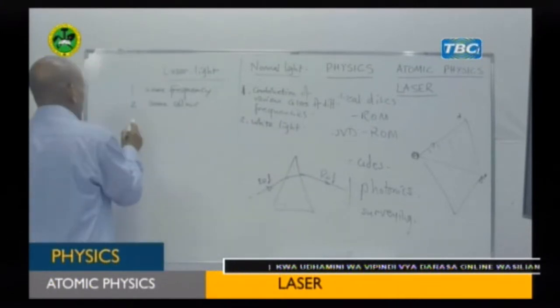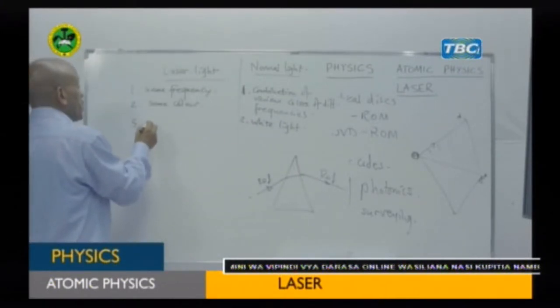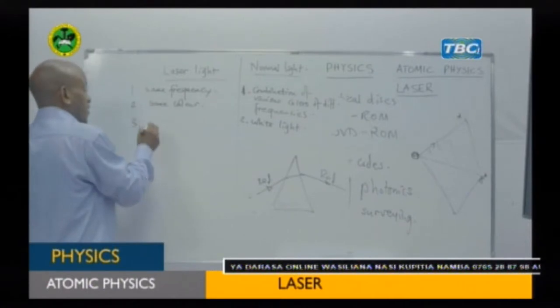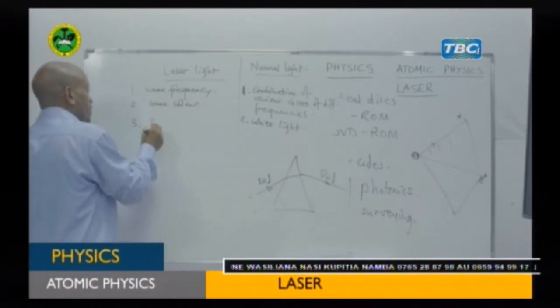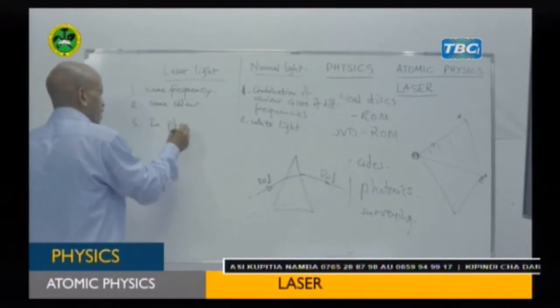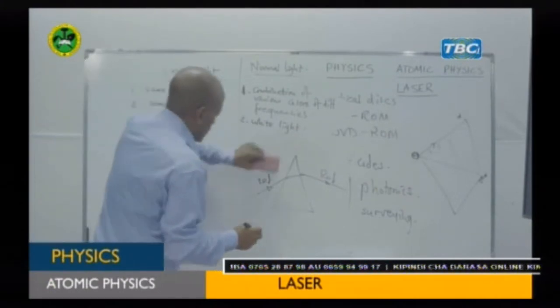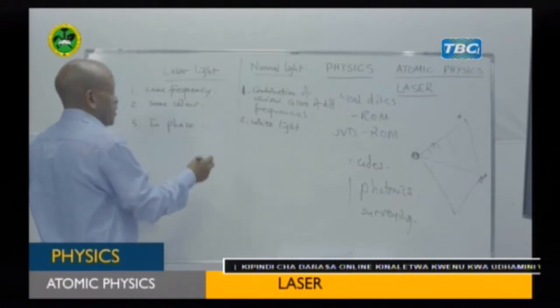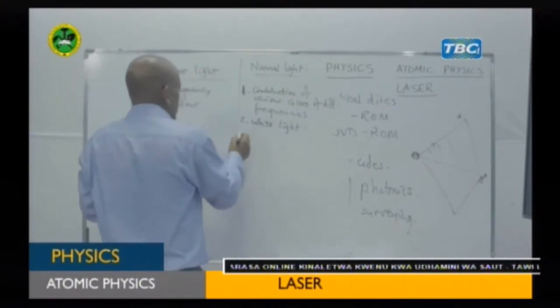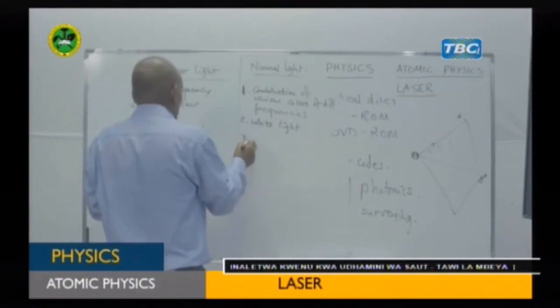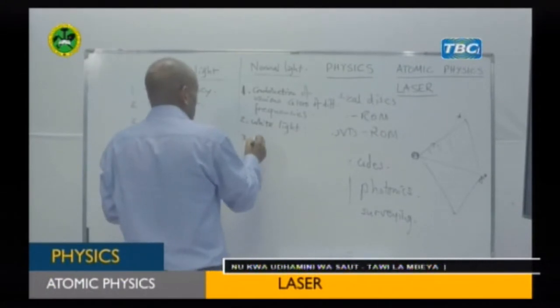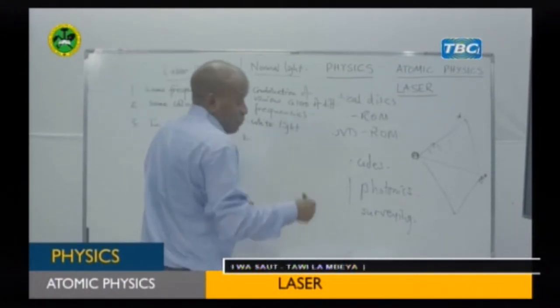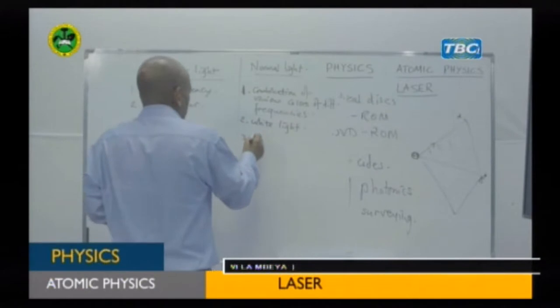The laser light is also in phase. But the normal light sometimes is not in phase. It can be mixed: sometimes it can be in phase, sometimes it cannot be in phase.